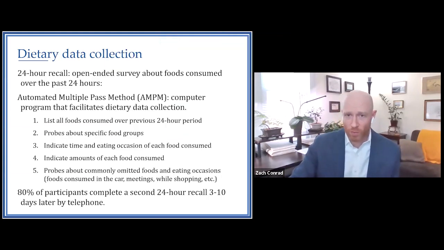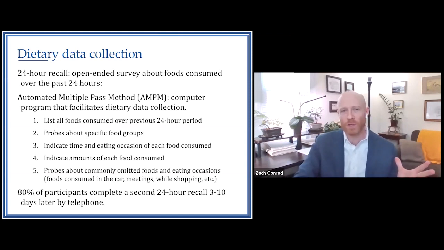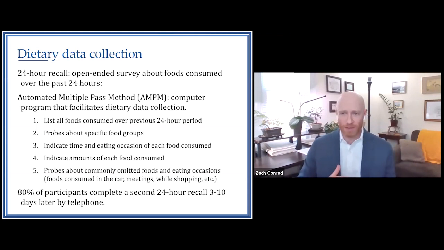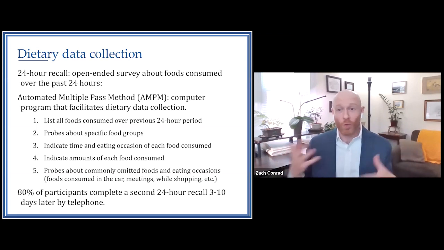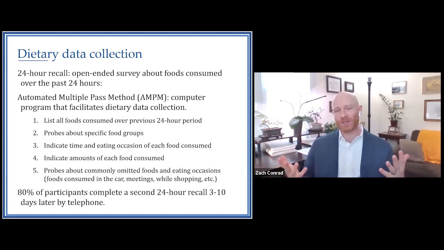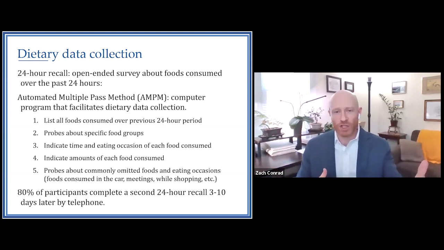So we use a 24-hour recall, which I think most, if not everybody, is familiar with, an open-ended survey about foods that were consumed over the previous 24 hours. And then this automated multiple pass method. Again, this was implemented in 2003, and this is a computer program that makes it easier for respondents to provide information on their dietary behaviors. It also reduces the amount of bias that would result from just asking people the question, what did you consume, right? The multiple passes are each of these 5 different types of questions that are asked.